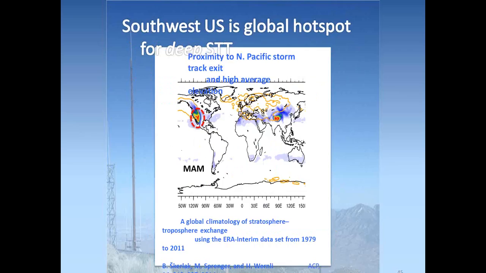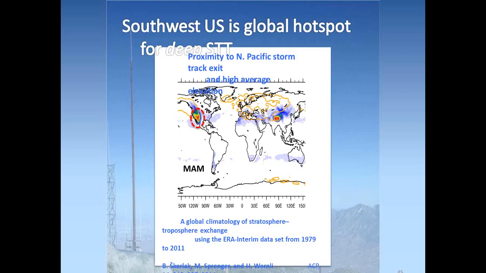And one of the things, not to go through this whole talk, but just in a nutshell up front: why does the Southwest have so much higher background ozone in the springtime than the rest of the U.S.? Part of this is because the Southwestern U.S. seems to be one of the global hotspots for deep stratospheric intrusions. That is, intrusions that get down to about 3 kilometers or less in the atmosphere, so they have more potential for affecting surface concentrations.